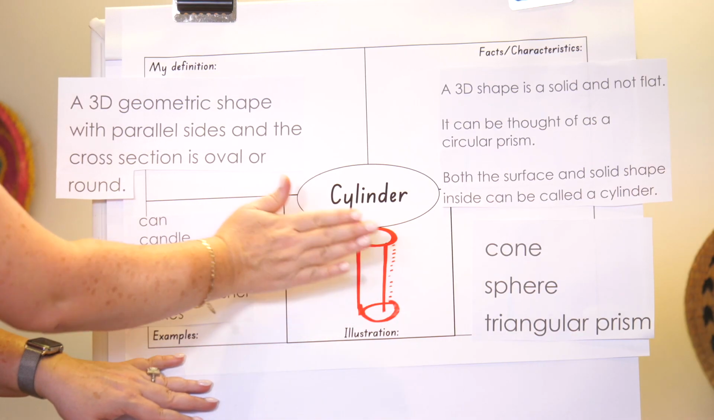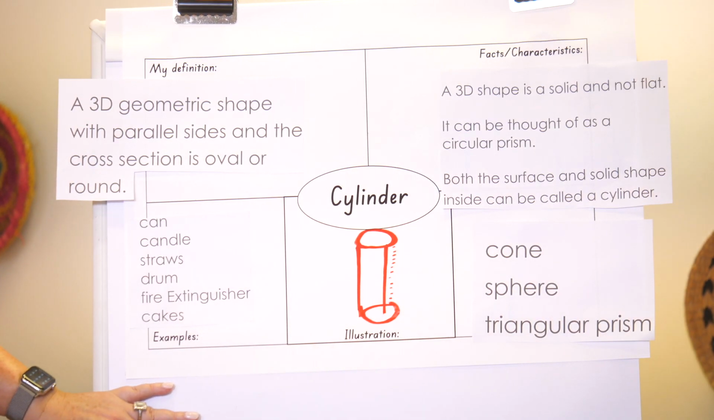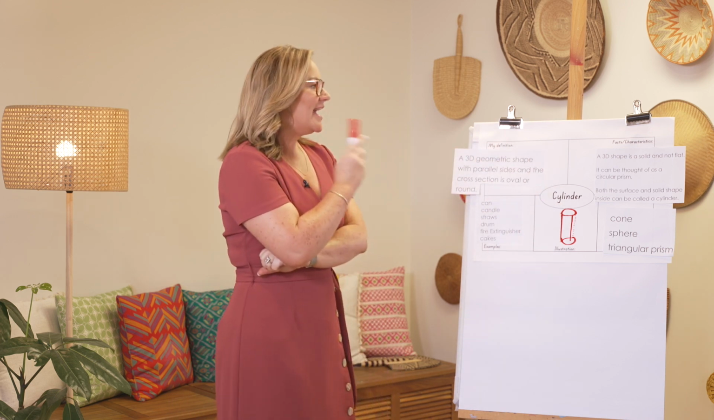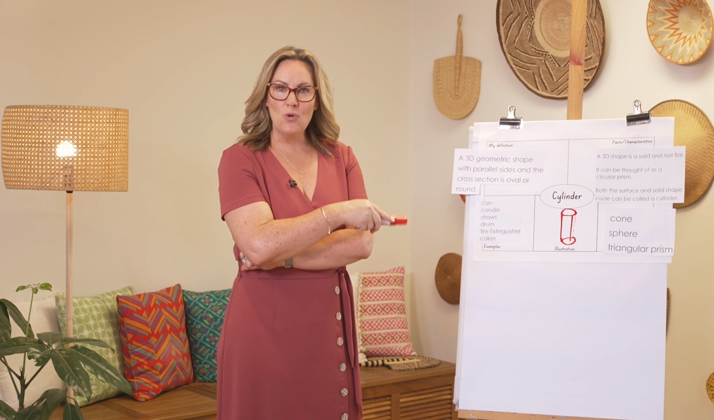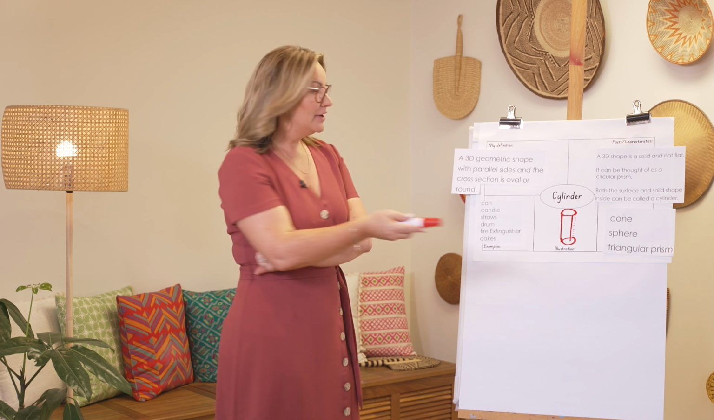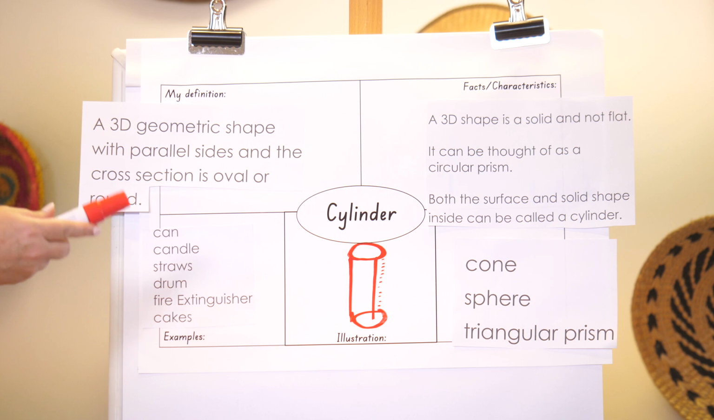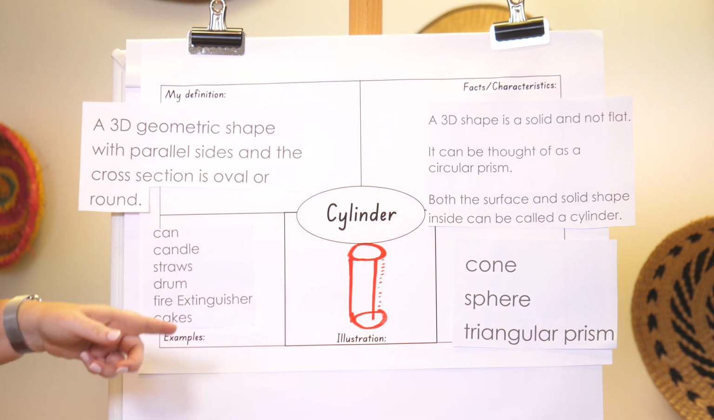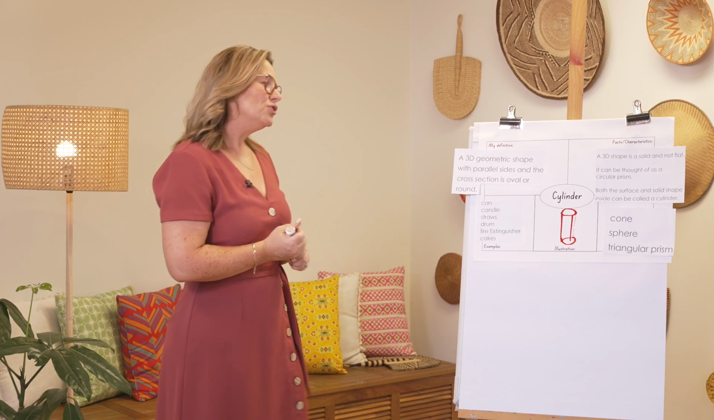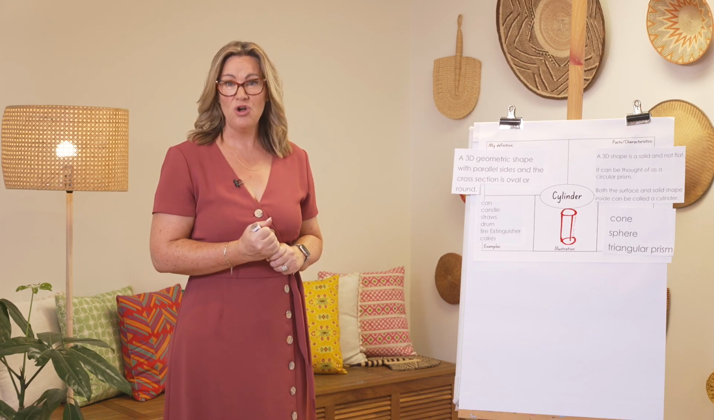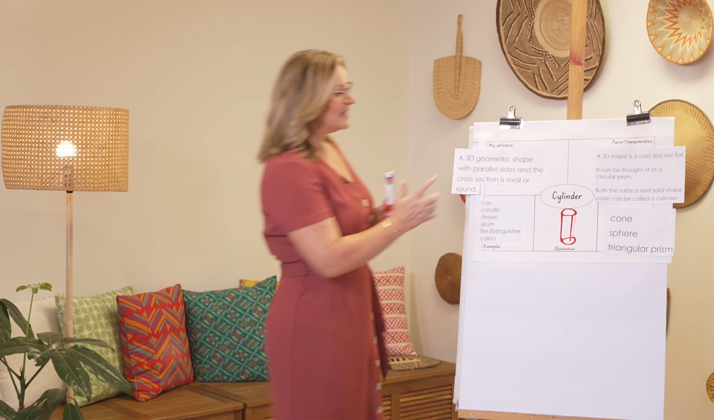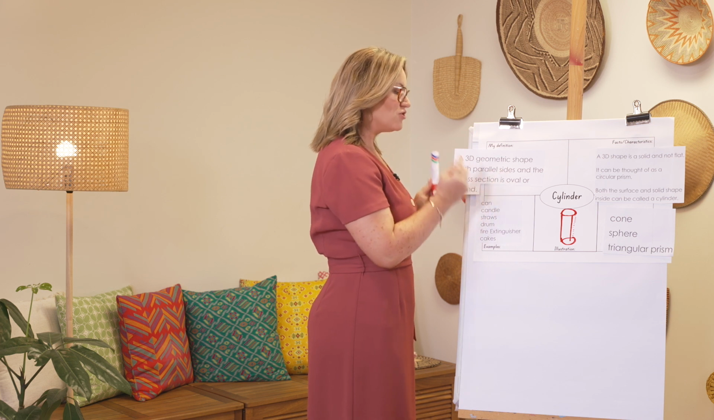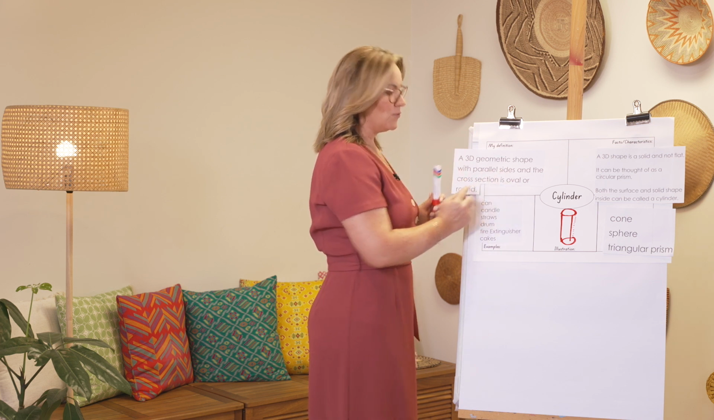There is our completed Freya chart. Let's have a look at our Freya chart, all filled in. Now, one thing that we can always do is improve on our work. So I'm looking at my illustration and I know it's really important that I have to hand draw the illustration. I'm not too happy with my cylinder. I think I could do a better job. So remember, we come back to here, we use our definition. Our definition tells me it needs to have parallel sides and the cross section is oval or round.